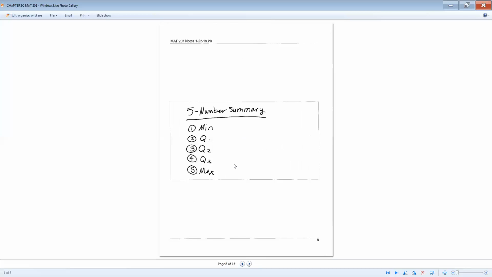Also, this section may ask you for the 5-number summary. And it is just those 5 values I just mentioned: minimum, Q1, Q2, Q3, and your maximum.